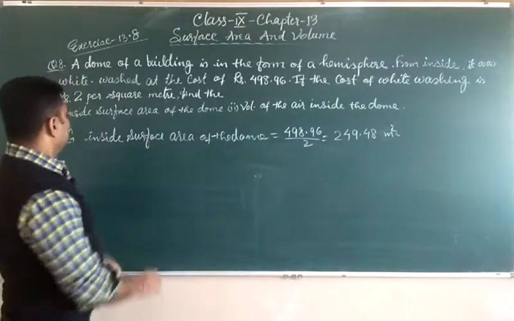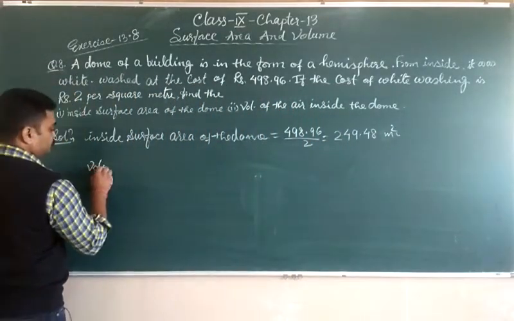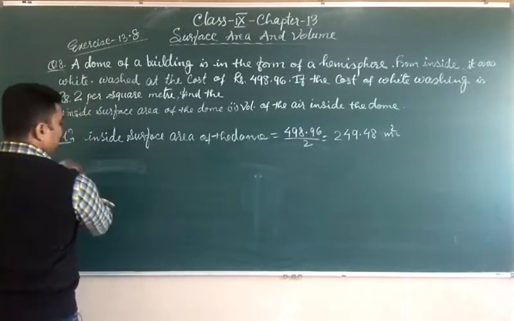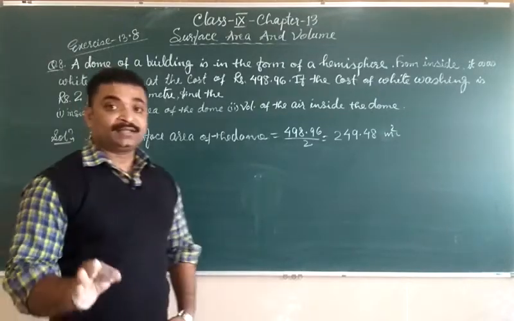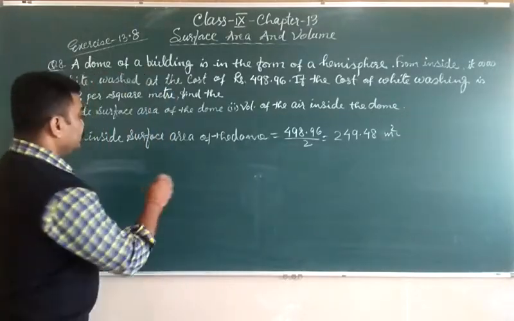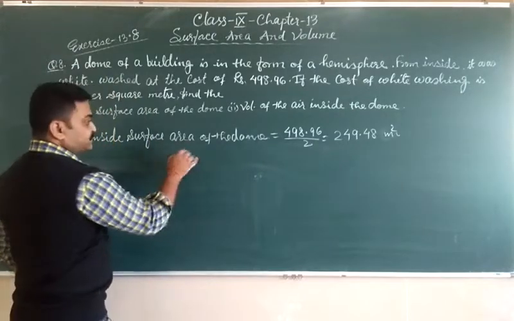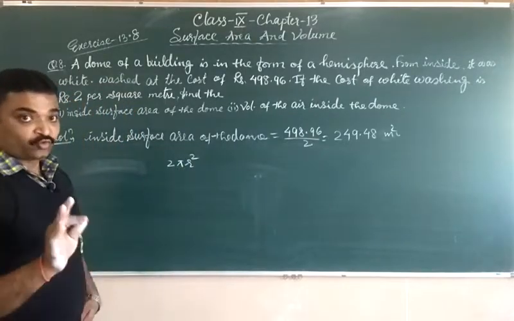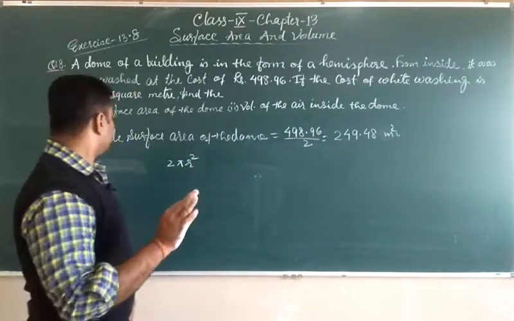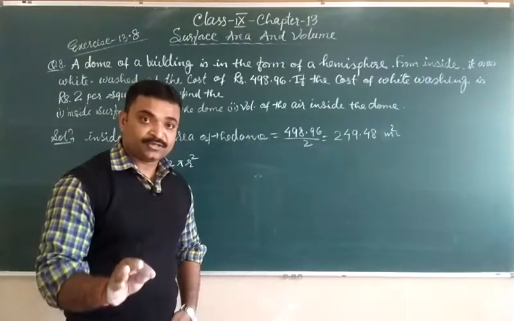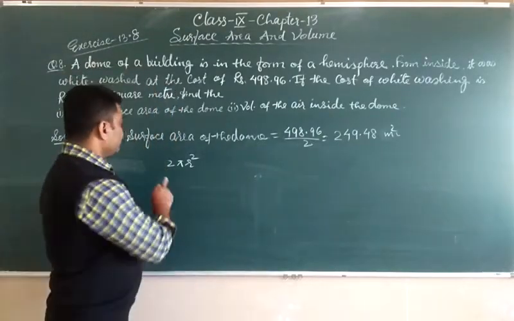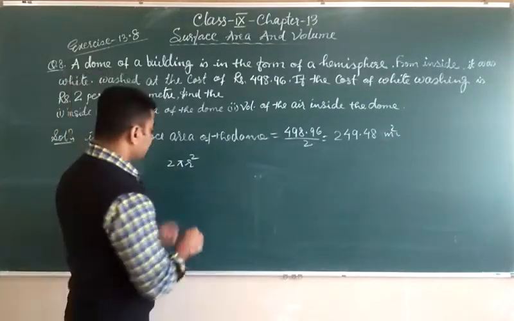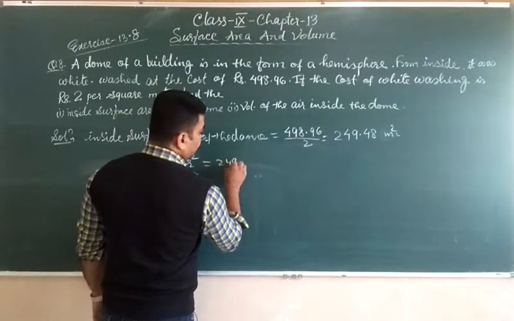Clear? Second one, volume of the dome. Before finding volume we have to find the radius. Okay, here the inside surface area of the dome is 2 pi r square. Surface area of a sphere is 4 pi r square, so the surface area of a hemisphere is 2 pi r square, and this 2 pi r square is equal to 249.48.